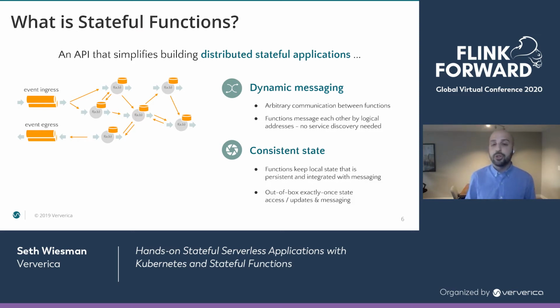Yet the runtime will ensure that we have consistent state and messaging. So we are still retaining the exactly once semantics you expect from Apache Flink. This ensures that each function can maintain local state, and the runtime will guarantee that messaging and state updates are integrated, so that users can have out-of-the-box efficient consistency across the global application.